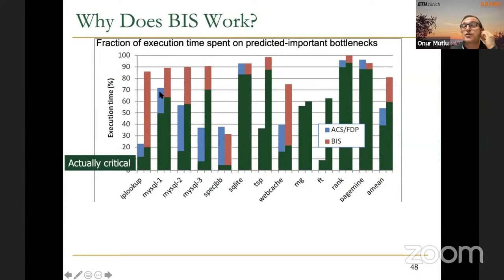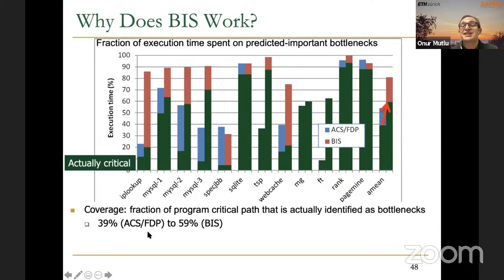So let's define some metrics. Coverage is the fraction of program critical path that's actually identified as bottlenecks. So in ACS, the coverage is about 39%. BIS increased coverage to 59%. That's basically how much you change the green part. The green part, the part that is actually critical, that's accelerated on the large core, increases from 39% of the execution time to 59% of the execution time going from ACS to BIS. And that's the benefit of BIS. So coverage of the critical path increases.